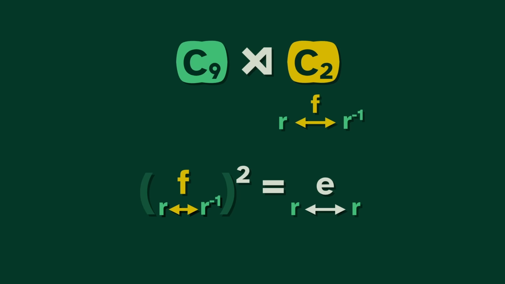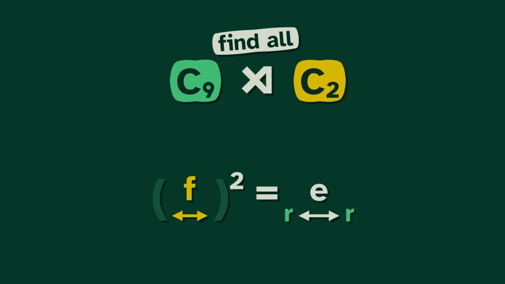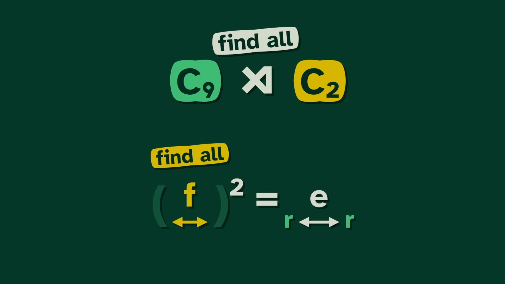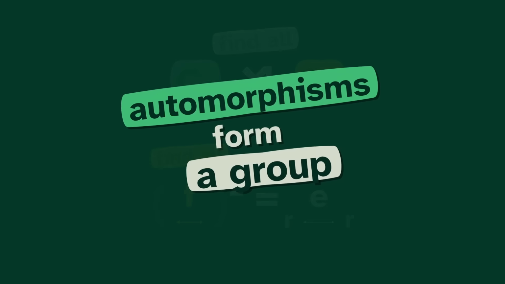But what about the inverse automorphism? R goes to R inverse, and that goes back to R. It's the Einheitomorphism. Yes, that's why it works as an SDP. So to find all the SDPs, we need to find all the automorphisms that square to the Einheitomorphism. And that might sound like a difficult task, but we can use the magic of group theory.